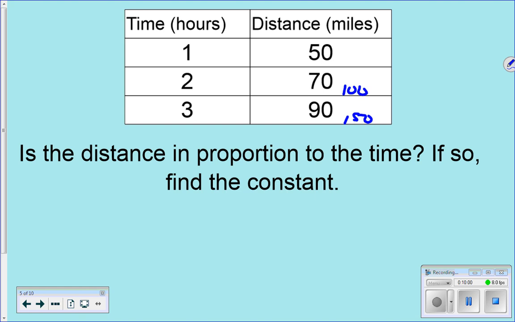Now let's say it is in proportion. Let's say these two things are here. What's my constant? 50. It's constantly going up by 50. Okay. So far, so good?